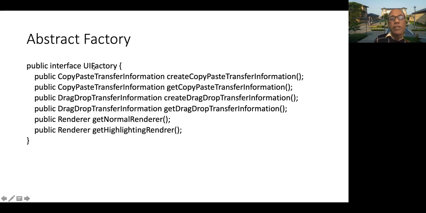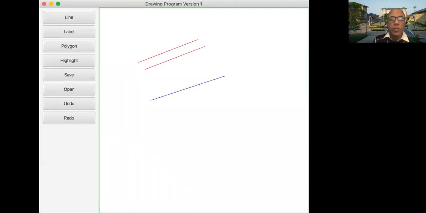The UI Factory for Swing will give you a Swing renderer when you call this method. There are two types of renderers in each technology. One is a normal renderer, the other one is a highlighting renderer. We haven't demoed what a highlighting renderer would do. So let's do that at this point in time. Let's look at the demo for a few seconds.